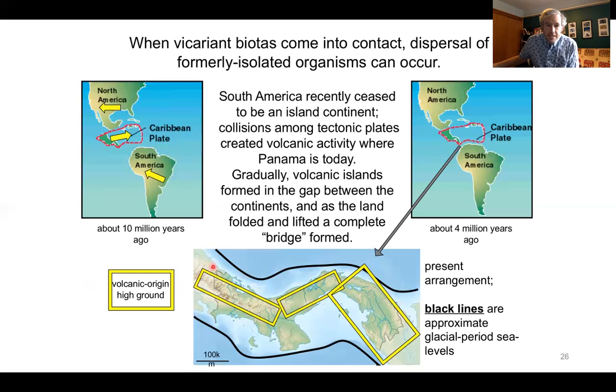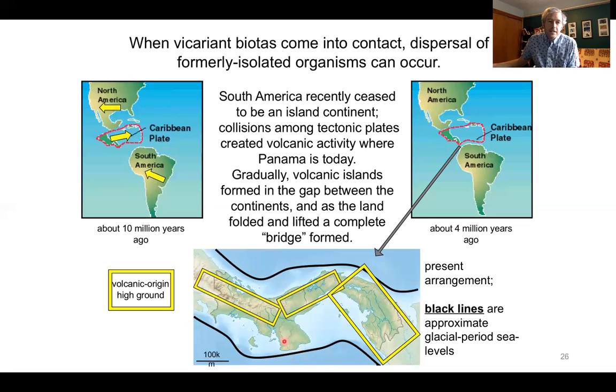So this is the present arrangement. In this image, the black lines approximate the glacial period sea levels. During the Ice Age, an awful lot of the water on the planet was in the polar ice caps. As a result, sea levels were much lower. And so the black lines show you where sea level was during the Ice Age.